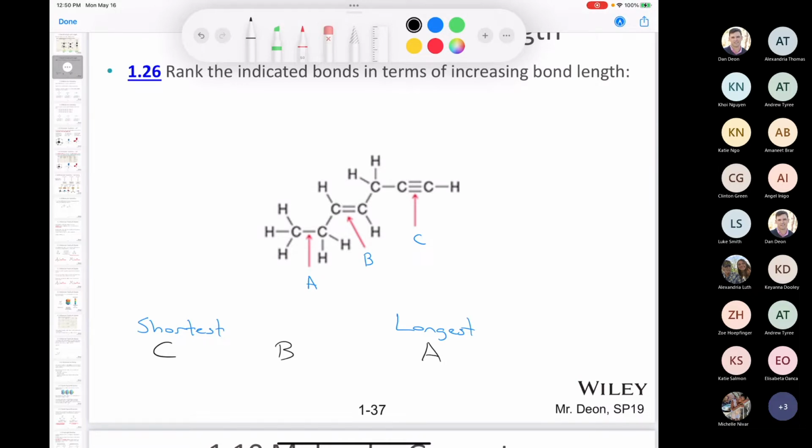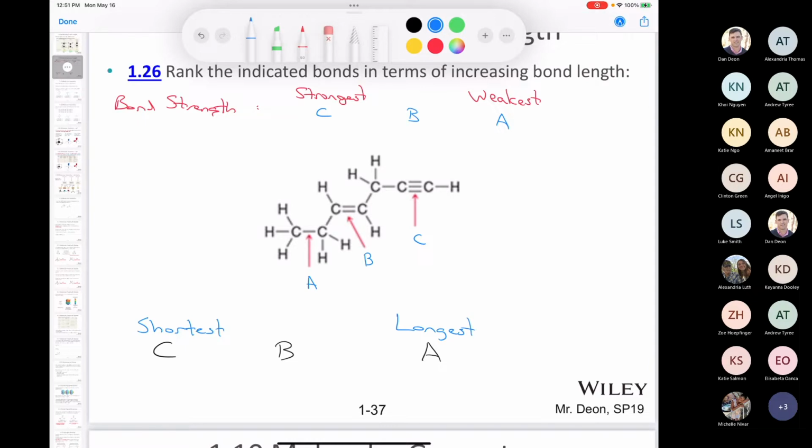Let's rank them in terms, it's not even on here. Let's do it for fun. Let's do strength. We'll put here bond strength. So we'll put here strongest, and weakest. Which one would be the strongest, A, B, or C? Anybody? Yeah, absolutely. C would be the strongest. Yep, A would be the weakest, and B is somewhere in the middle.